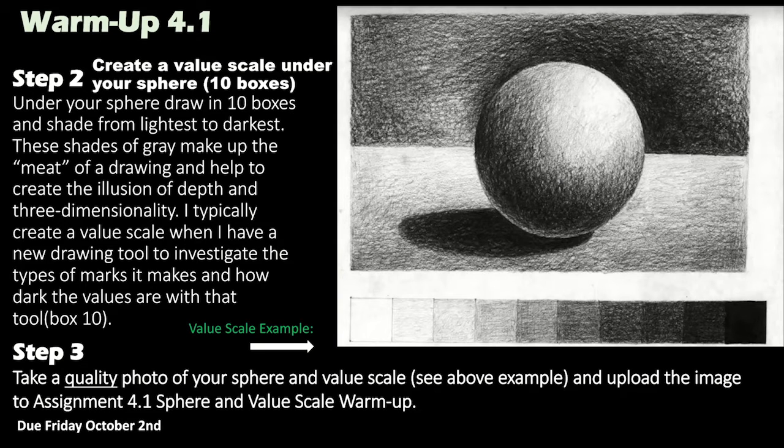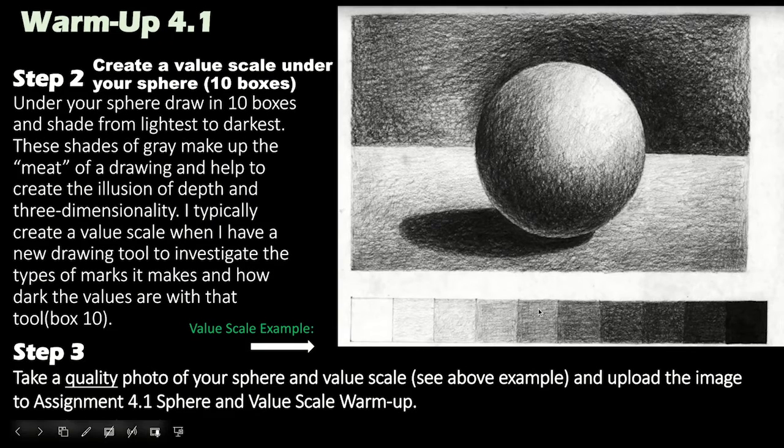Step 2, we are going to create a value scale under your sphere, which should be 10 boxes. This whole thing can be maybe half a page, does not have to be very big. Under your sphere, draw in 10 boxes and shade from lightest to darkest. These shades of gray make up the meat of a drawing and help to create the illusion of depth and three-dimensionality. I typically create a value scale when I have a new drawing tool to investigate the types of marks it makes and how dark the values are with that tool.